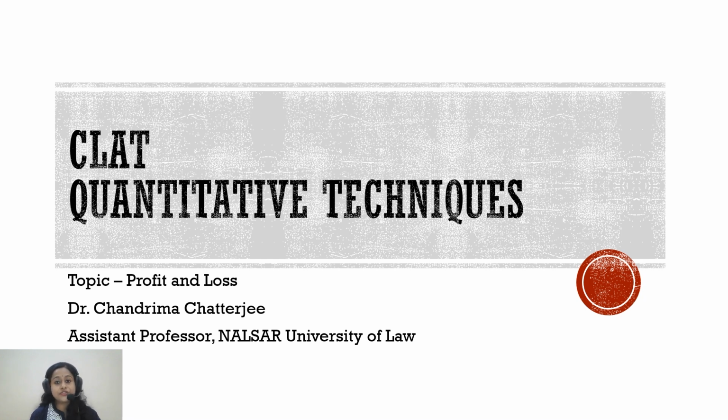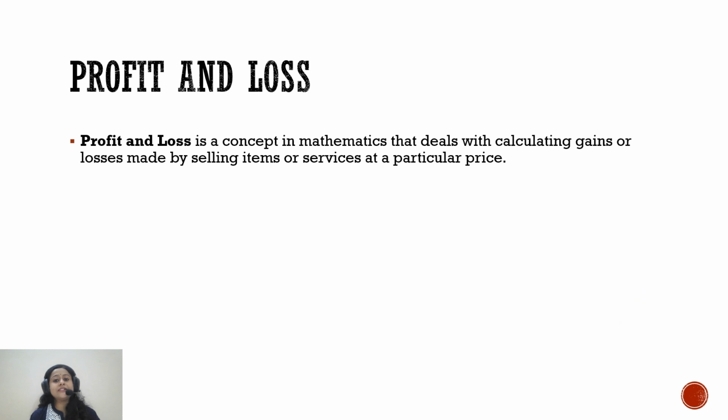It is mainly related to sellers and buyers, and the two main variables of this kind of numerical are how much they will gain by selling any product, or whether they will incur loss. As I mentioned, it is a concept in mathematics that mainly deals with calculating gains from selling any product or services at a particular price. There will always be a particular price at which they will sell, which is called the selling price.